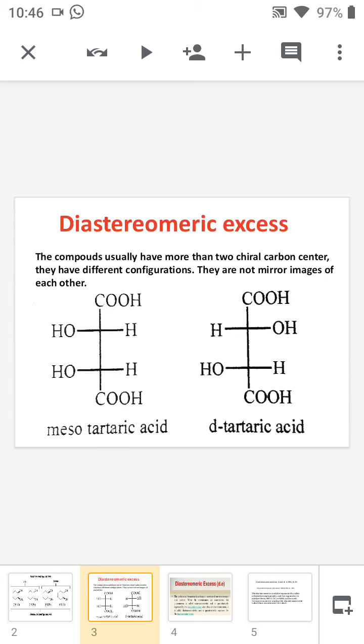Good morning, everybody. Today, I am discussing the next topic of stereochemistry, that is the diastereomeric excess.